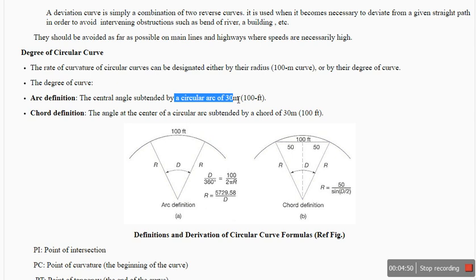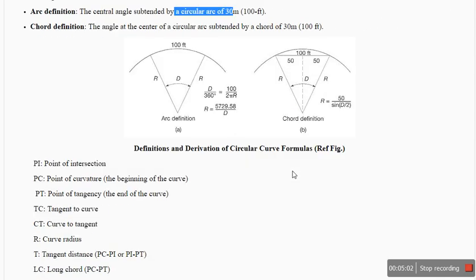Then we have a chord. The central angle of the circle subtended by 30 meters is called a chord. So we have two types here, right? So this is the arc definition, then we have the chord definition, right?